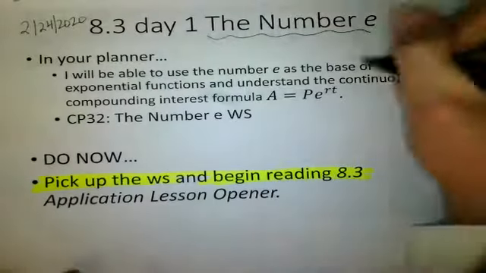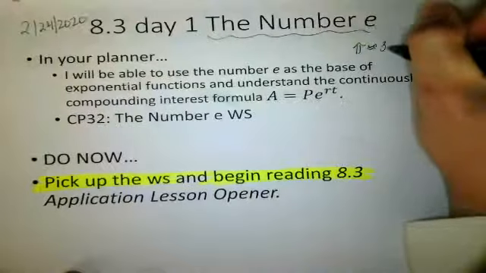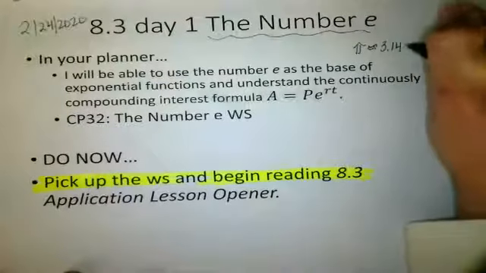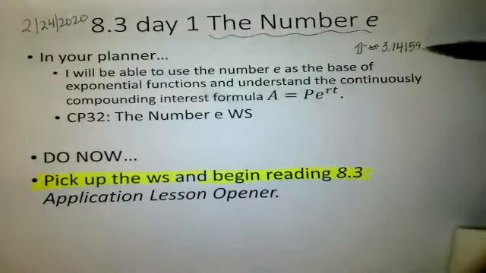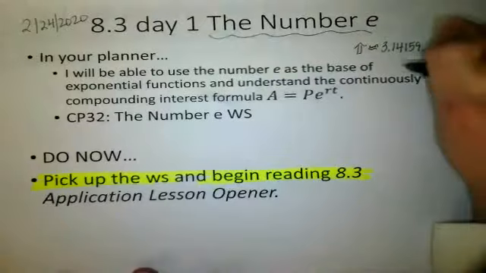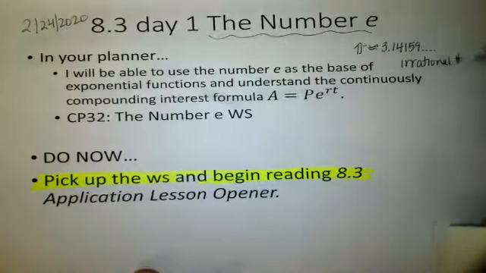So pi, you know as what? What is pi? 3.14159. And you have a button on your calculator. Does it stop right there? Or does it keep going? It keeps going, yeah. We call that an irrational number. It is an irrational number.